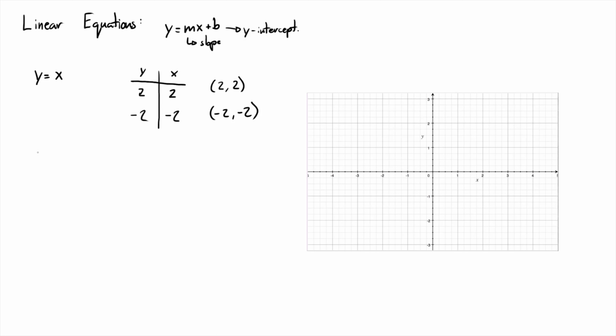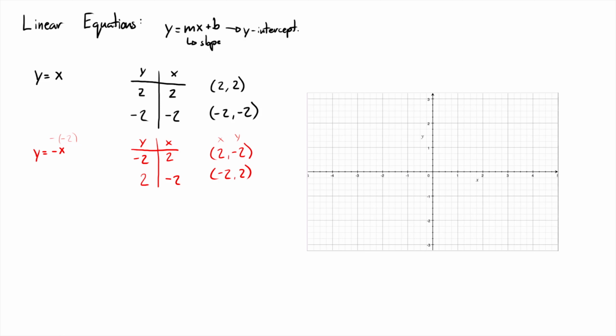So our next line that we're going to want to graph is y equals negative x. And again, we'll do the same thing. We'll do a little table here. We'll have y and x. Well, what happens when x is equal to 2? When x is equal to 2, y is equal to negative x. Negative x is negative 2. So y is equal to negative 2. Okay, and what happens when x is equal to negative 2? Then y is going to equal negative times negative 2. So in that case, y is going to equal positive 2. And again, we've gotten two sets of points that we can graph here. So we have 2 comma negative 2. Remember, this is our x coordinate and this is our y coordinate. And here we have negative 2 comma 2.